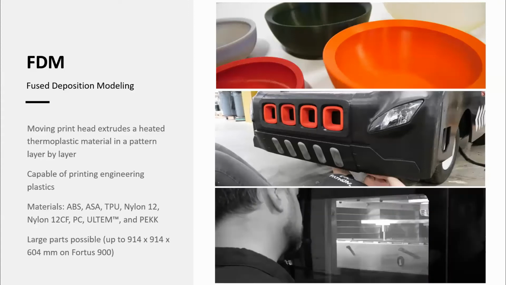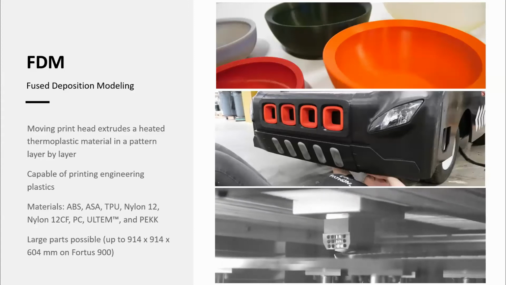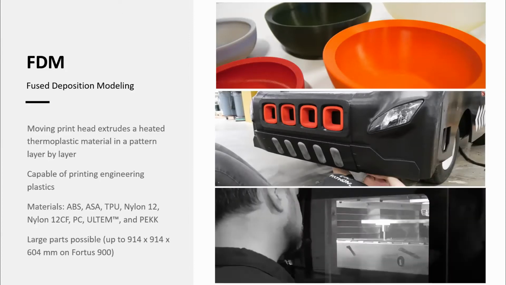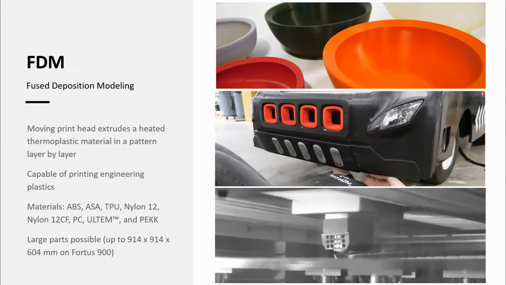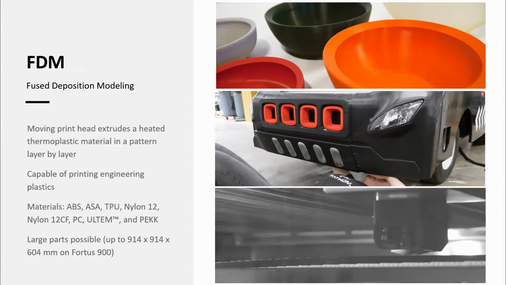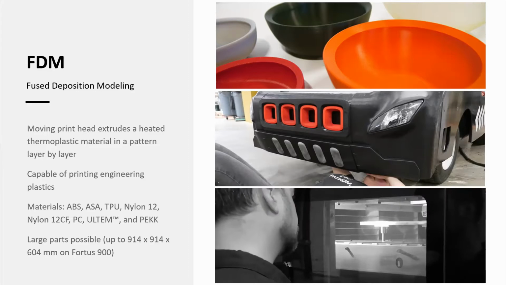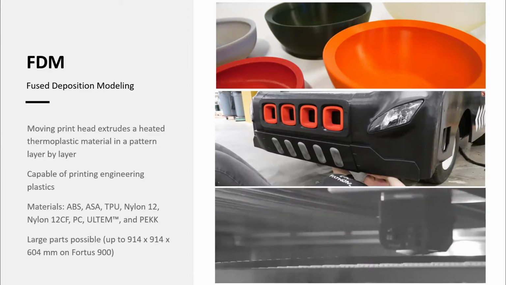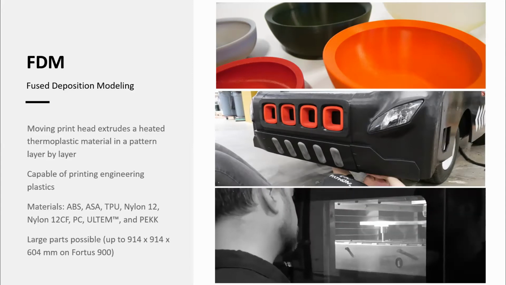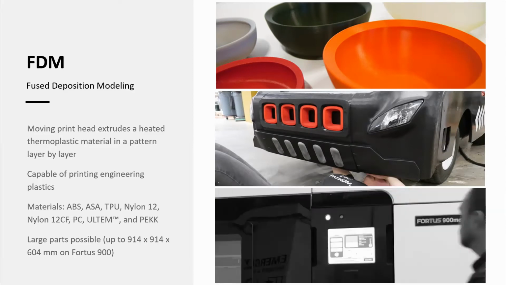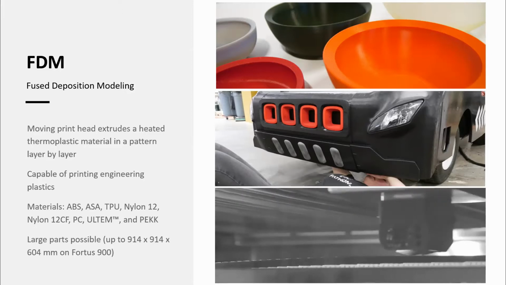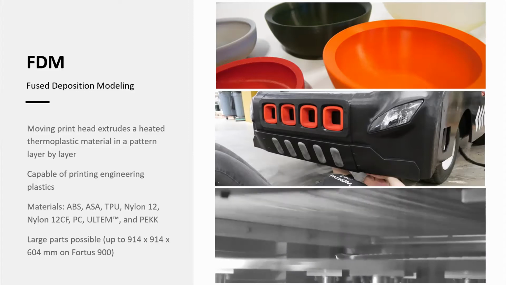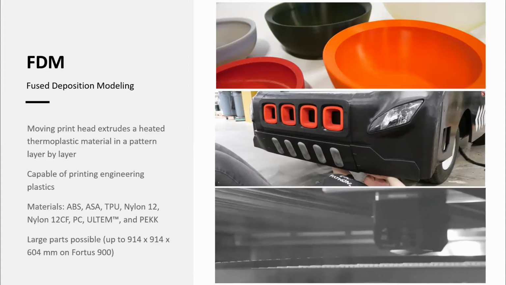Starting off, we'll discuss FDM, or fused deposition modeling. Now, this technology is usually most familiar to designers because of the availability of desktop FDM printers. One of the advantages of FDM is the ability to print with some high-performance engineering plastics, such as nylon 12, carbon-filled nylon 12, polycarbonate, Ultem, and PEC, in addition to ABS and ASA, which are the most common choices.